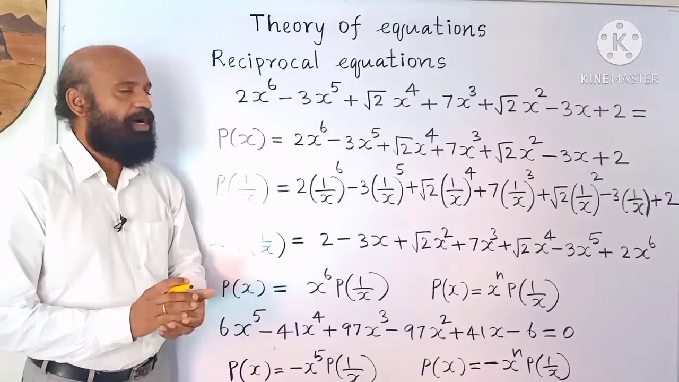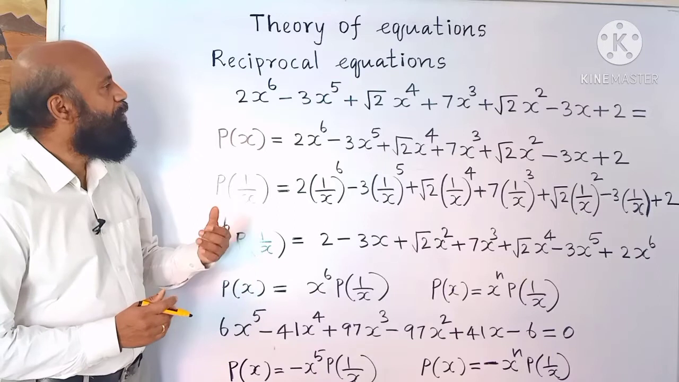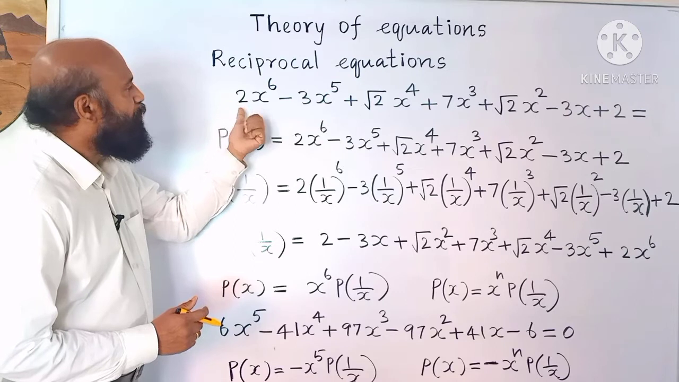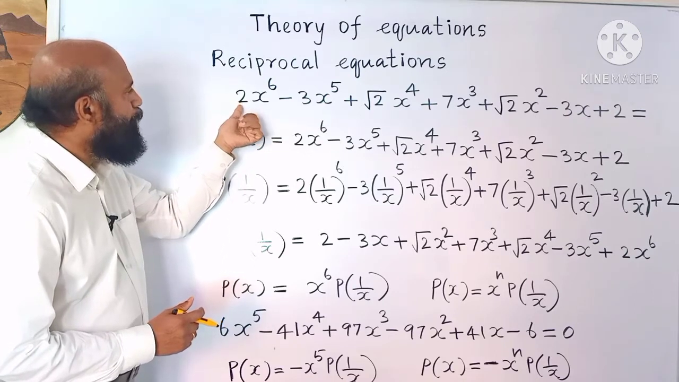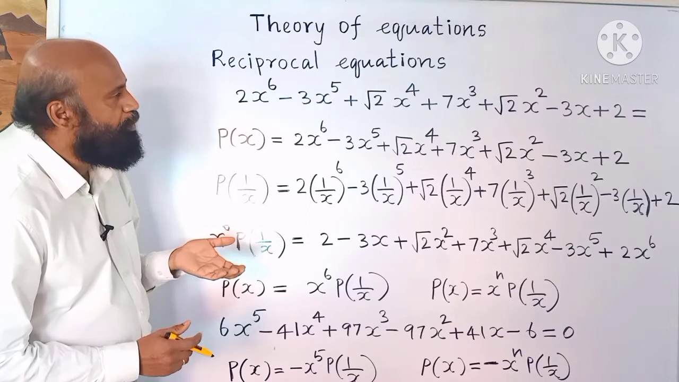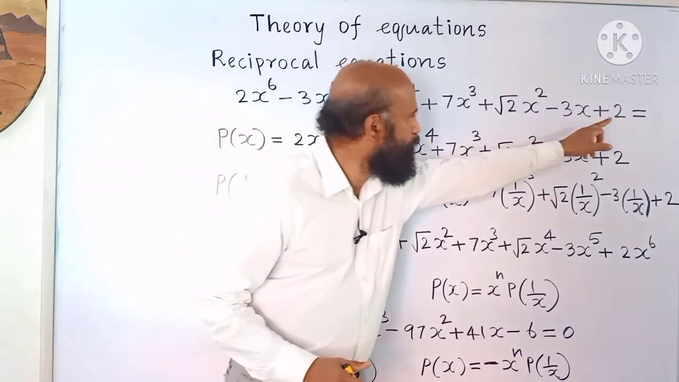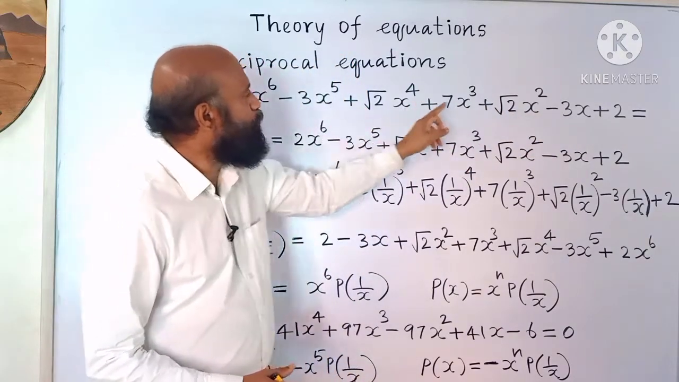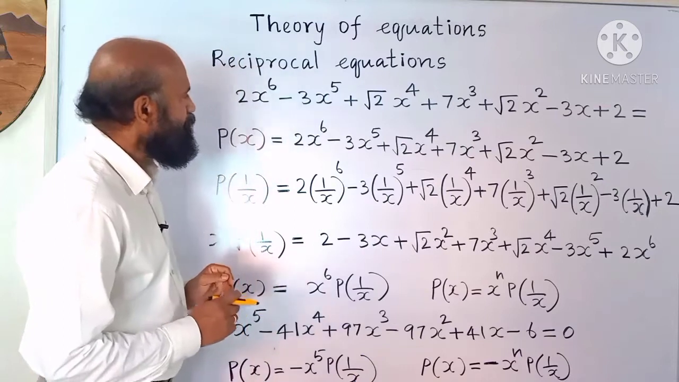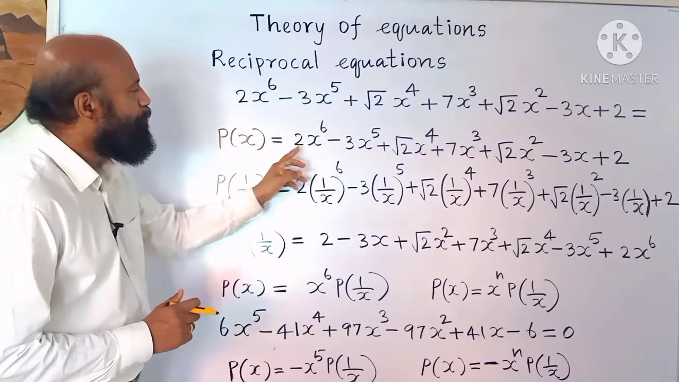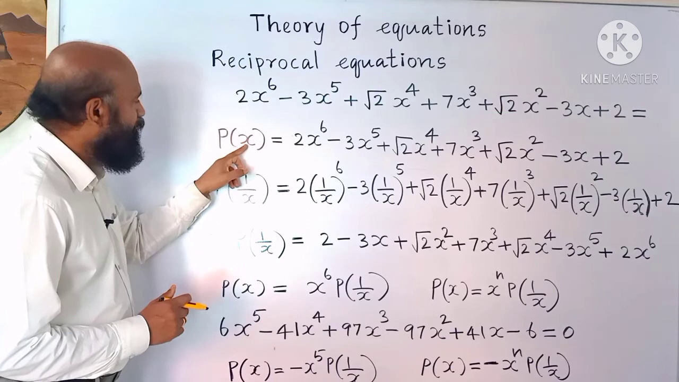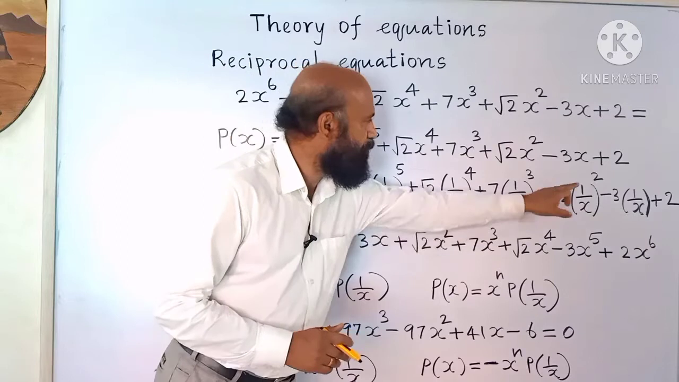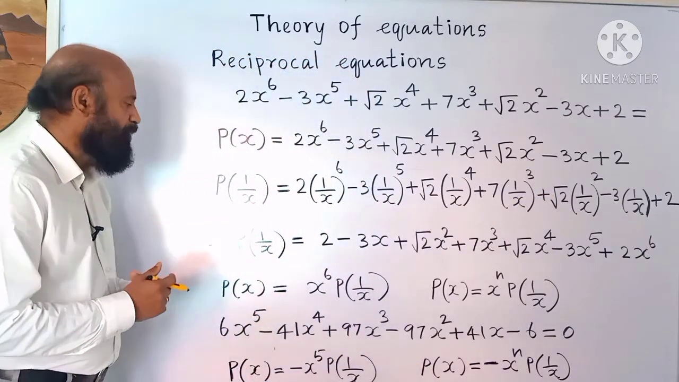Reciprocal equations are of two types. This is the first type, type 1. Here you can see the coefficients from the beginning are equal to the coefficients from the end: 2, 2, minus 3, minus 3, root 2, then 7. So in this polynomial, wherever x is there, you write 1 by x. Wherever x is there, you replace it by 1 by x.